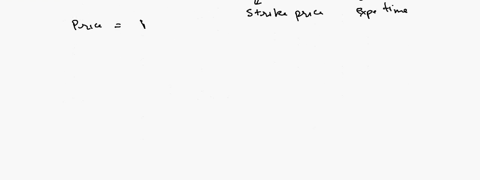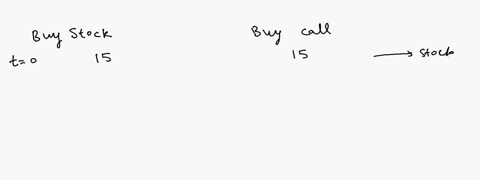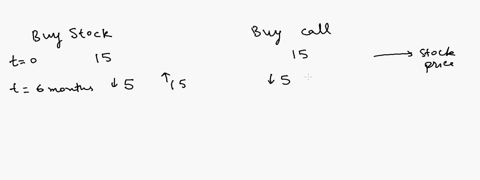So let's do a comparison to buying the stock. Here is the case where you buy the stock, and here is the case where you buy the call. There could be two scenarios. At time equal to 0, the stock price is $10. At time equal to 6 months, it can go to either 5 or 15, right? It can go down to 5, or it went up to 15. The same thing here, it went to 5 or it goes to 15. So this is also the stock price after 6 months.